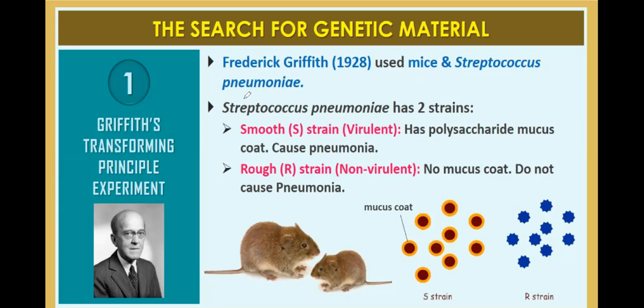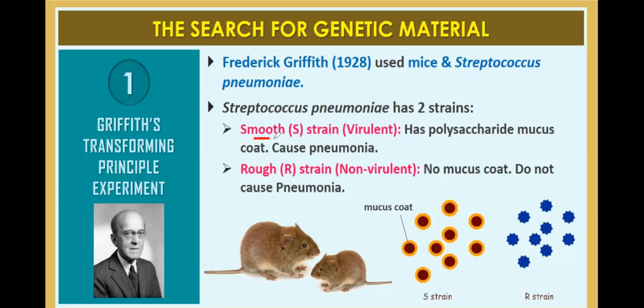So many times this question is asked: Griffith conducted the experiment on which bacteria? The answer is Streptococcus pneumoniae. Sometimes the options will be Diplococcus, Streptococcus, Staphylococcus, but you have to remember Streptococcus pneumoniae. It is a bacteria having two strains, which means there are two types.